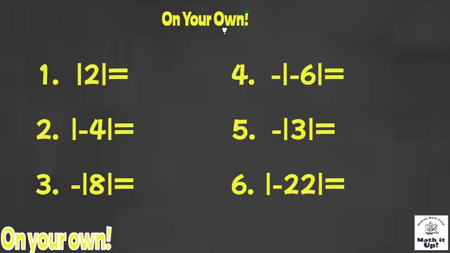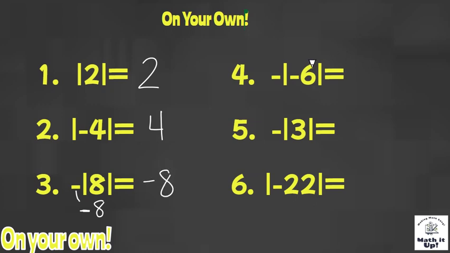Welcome back. Hopefully you have these 6 problems finished. We're going to go through these quickly and you can check your work. So again, handling this grouping, 2 is 2 spaces away from 0. -4 is 4 spaces away from 0. 8 is 8 spaces away from 0, but I need to multiply by that negative. So we have an answer of -8.